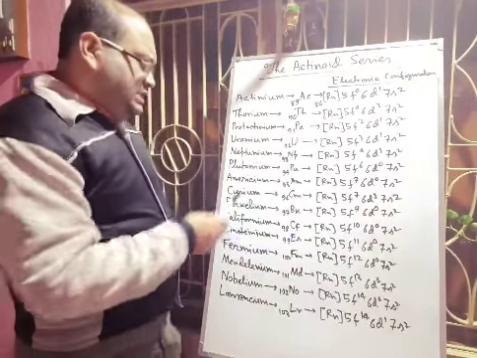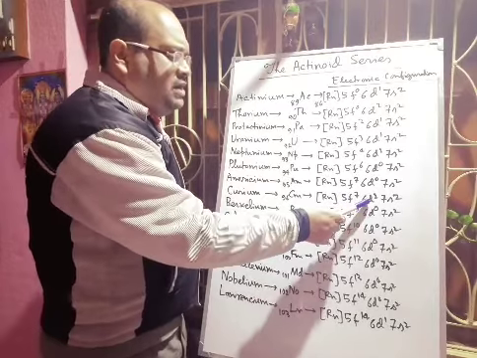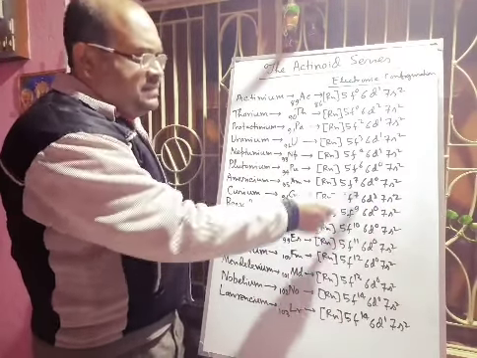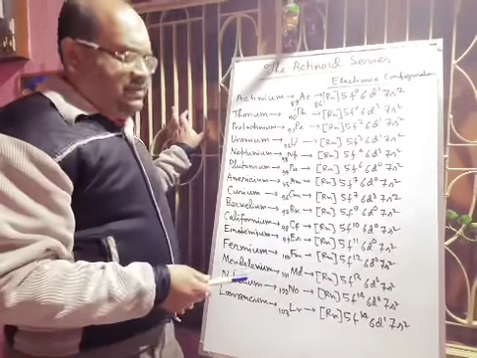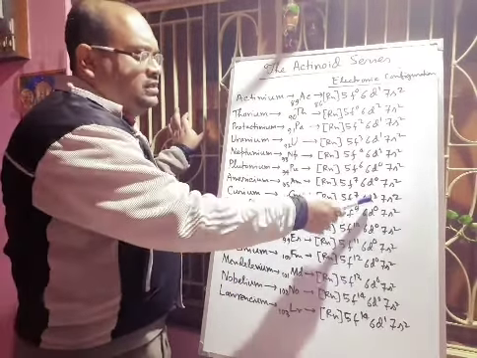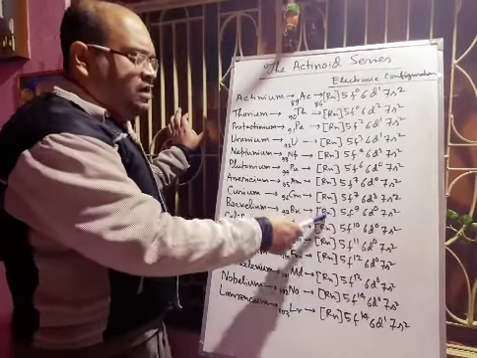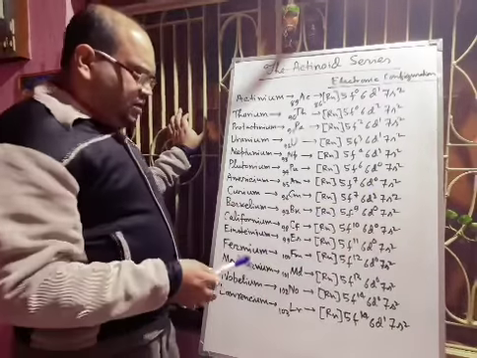Next is curium. Curium is radon 5f7 6d1 7s2. Here you see that because 5f7 is a very stable electronic configuration, it is not 5f8; the electron goes into the d orbital. Next, berkelium Bk 97, radon 5f9 6d0 7s2. Again, here is an anomalous electronic configuration.